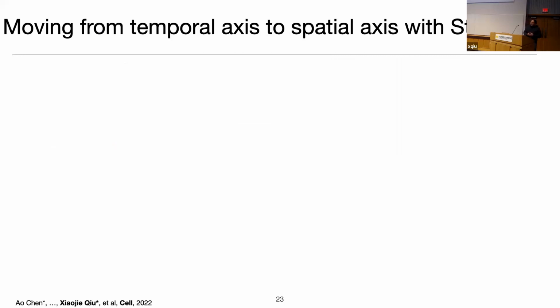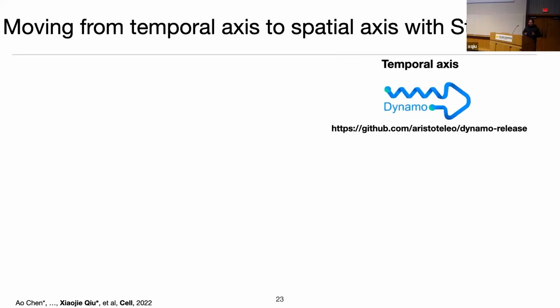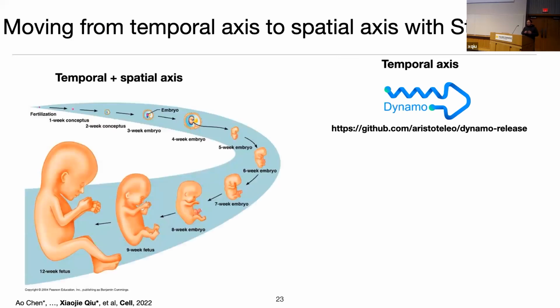So the Dynamo framework I just told you about enables us to perform temporal modeling of the cell fate transition using metabolic labeling data. However, as I mentioned at the very beginning, embryogenesis is not only temporally related, but also spatially controlled. Similar to Dynamo, in order to perform predictive modeling on the spatial axis, we will also need to identify the basic technologies that can power up predictive modeling for the spatial axis.